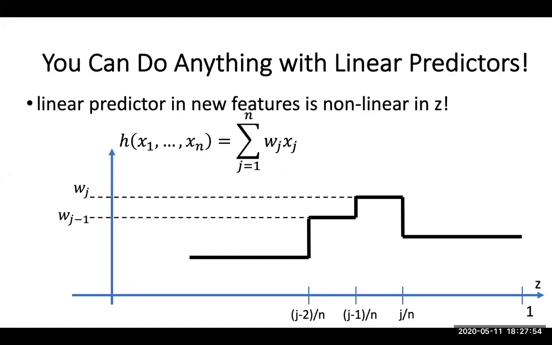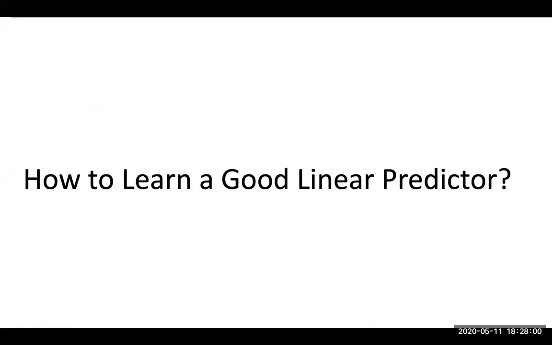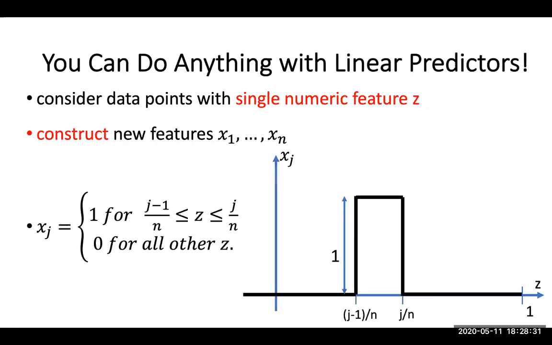Okay, are there any questions up to this point? Okay. So now we have talked about data. We have talked about hypothesis spaces of linear predictors. So we can extend these hypothesis spaces by using new features which are polynomials, or new features which are indicator functions of piecewise intervals.